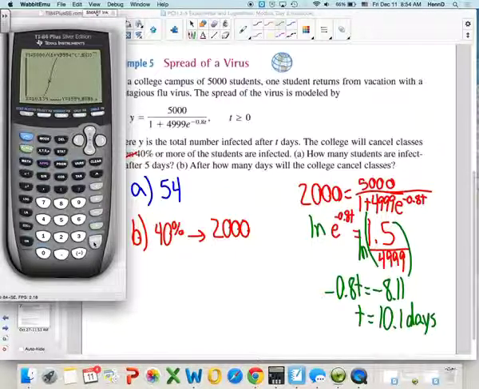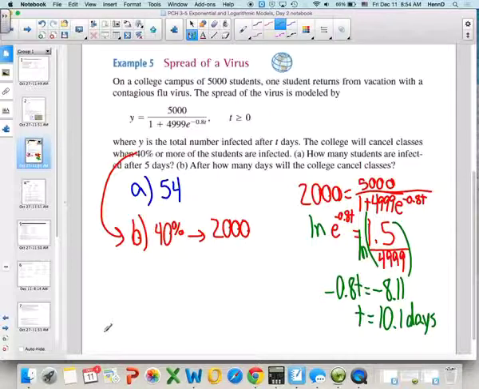So, kind of an interesting study there. I'm not sure what it is here, but I know, for the school I used to teach at up in Ohio, if we had 30% of the kids sick, I think it was 30%, then they would cancel school. Which for us was only like 42 kids.